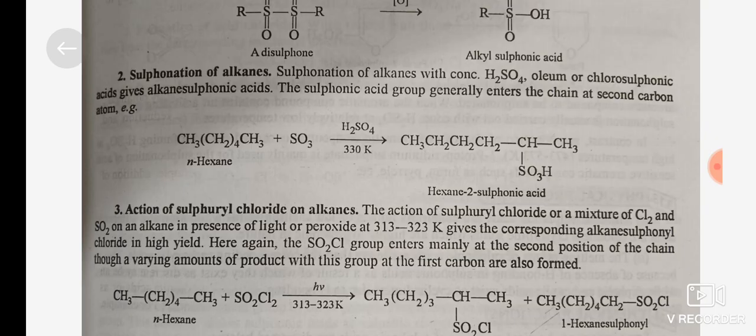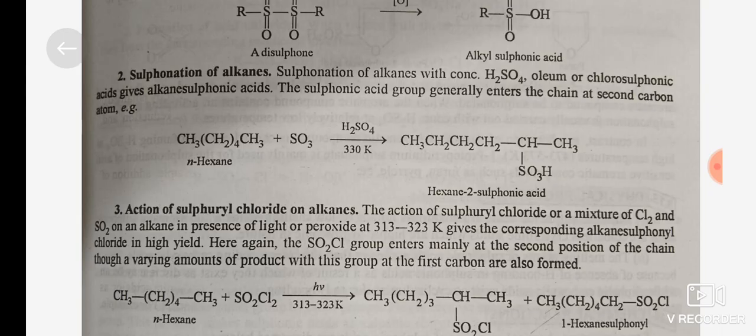Second, sulfonation of alkanes. Sulfonation of alkane with concentrated H2SO4, oleum or chlorosulfonic acid gives alkane sulfonic acids. The sulfonic acid group generally enters the chain at the second carbon atom. For example, n-hexane plus SO3 in the presence of H2SO4 at 330 Kelvin will give hexane-2-sulfonic acid.